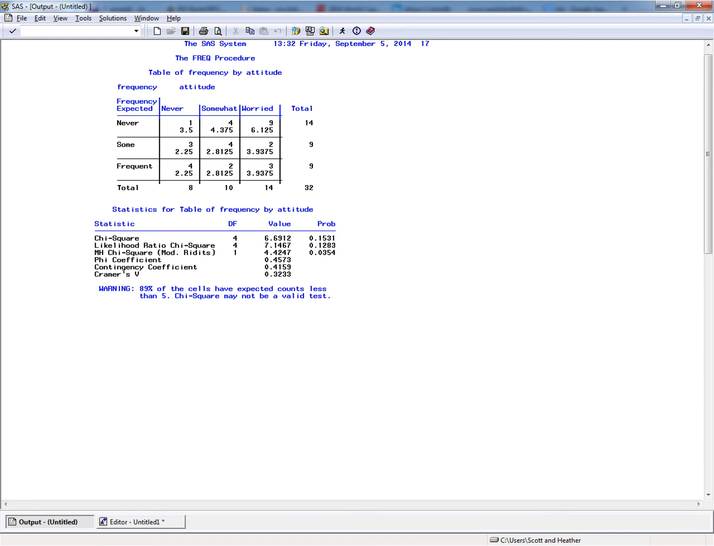Here's my output. And so if I look at, remember I said that MH chi-square line? If I look at that MH chi-square line, I see 1 degree of freedom, a test statistic of 4.4247, a p-value a little bit less than 0.05. So that means that I reject the null hypothesis. I do think that there is evidence of a linear relationship between smoking frequency and the amount of worry about cancer.